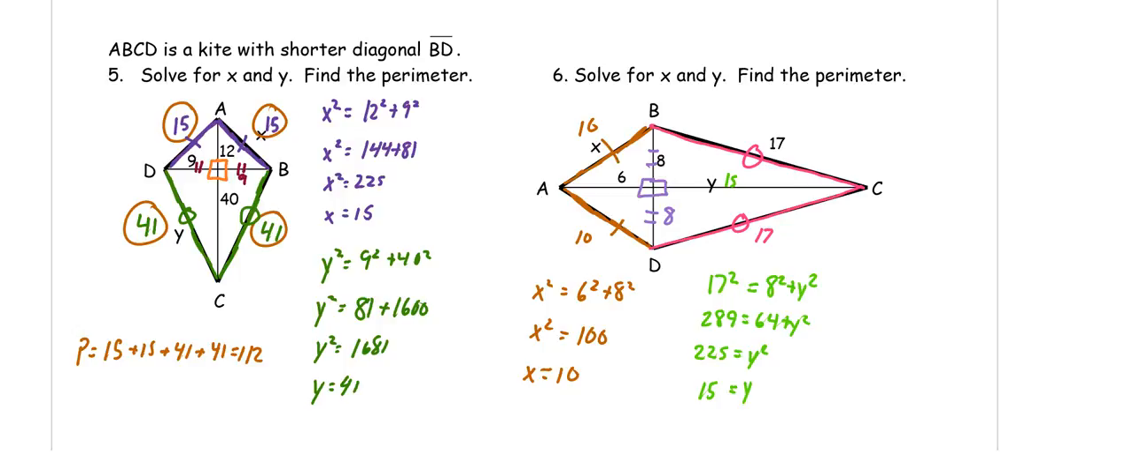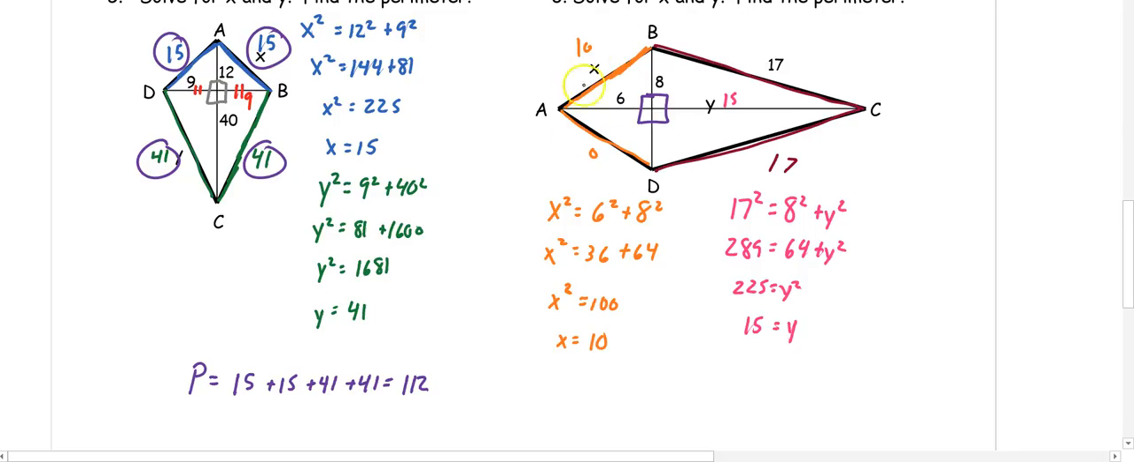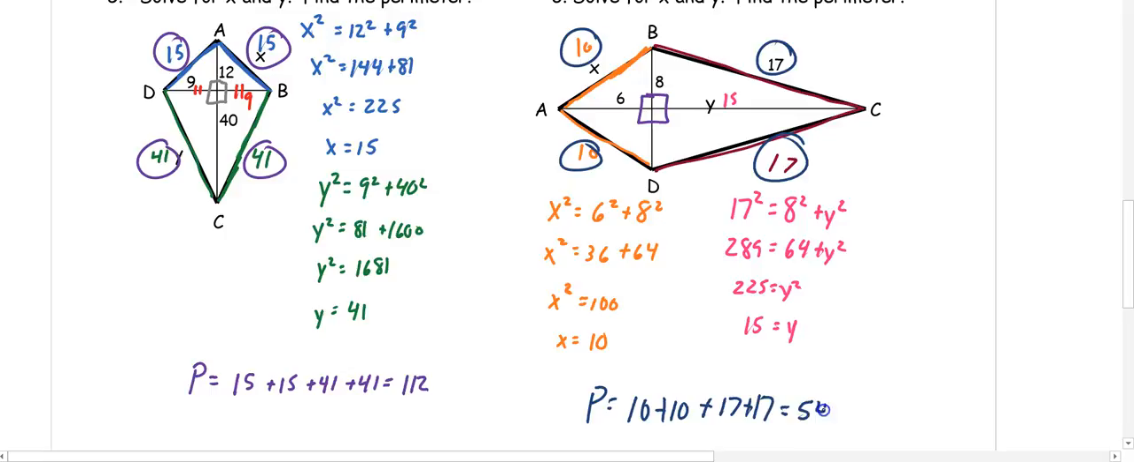Then the last step we need to do is find the perimeter. So to find the perimeter, I have a side that is 10, another side that is 10, a side that's 17 and 17. So the perimeter is equal to 10 plus 17 plus 17, which will get us 54.